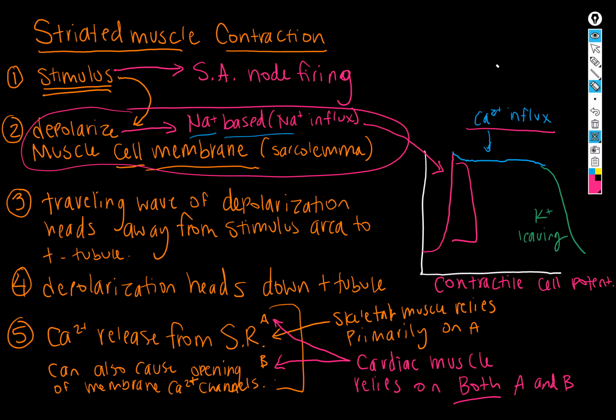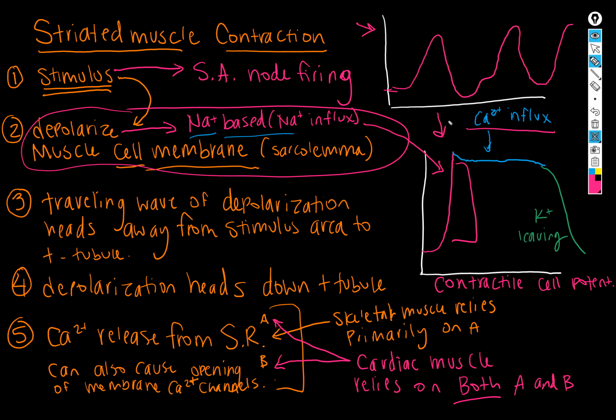So pink is still cardiac muscle, but I show you 2 different charts. One looks like the contractile cell potential, which I just drew, and then the other one looks like this, which is the pacemaker potential. And the thing that students miss is how does this cause that?